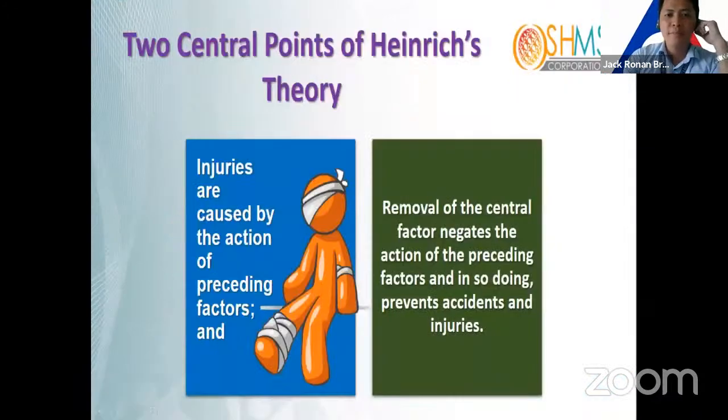So the two central points of Heinrich's theory are that injuries are caused by the action of the preceding factors, and removal of the central factor negates the action of the preceding factors, and in doing so prevents accidents and injuries. So it means that if you want to address or prevent injury or accident, we need to address its root cause. And its root cause is the lack of planning and control on the part of the organization.